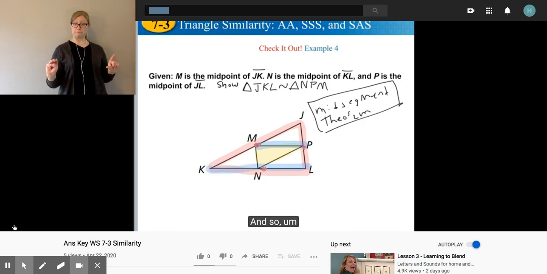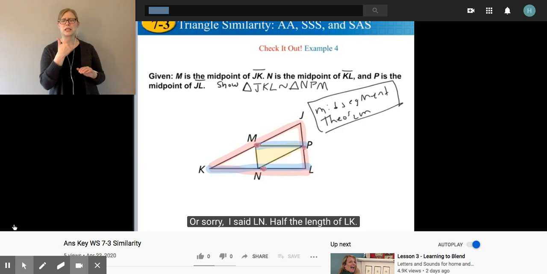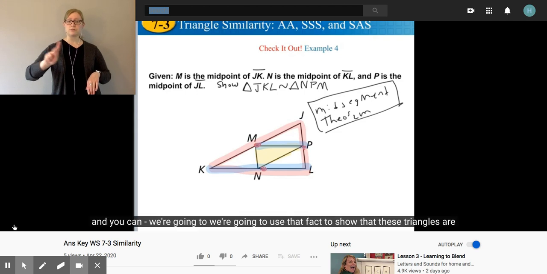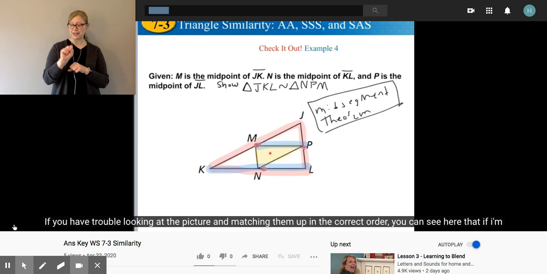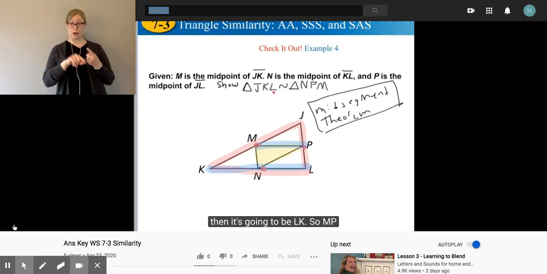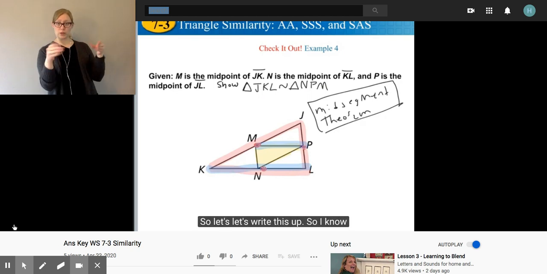Or sorry, I said LN, half the length of LK. And so we're going to use that fact to show that these triangles are in fact similar, using side, side, side. And if you have trouble looking at the picture and matching them up in the correct order, you can see here that if I'm talking about MP, then it's going to be LK. So MP, LK, right? So let's write this up.